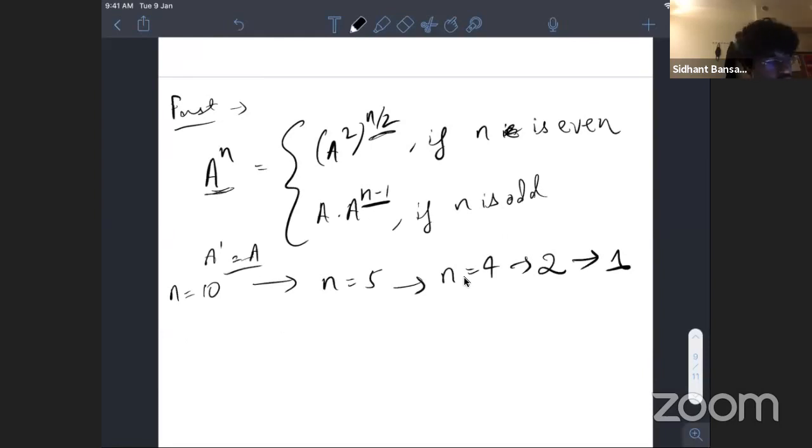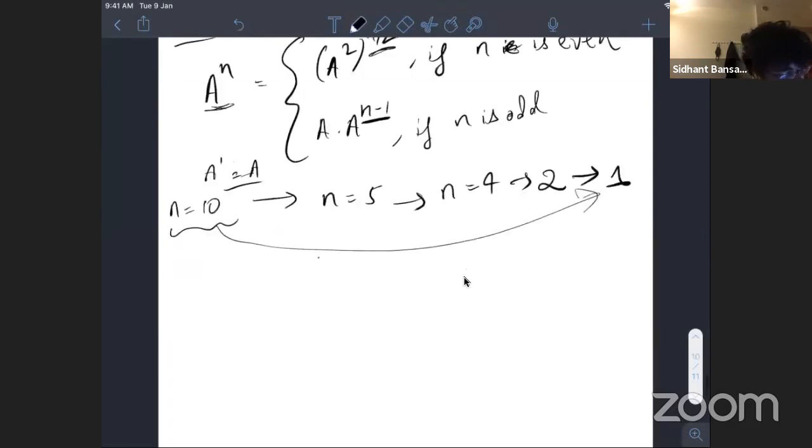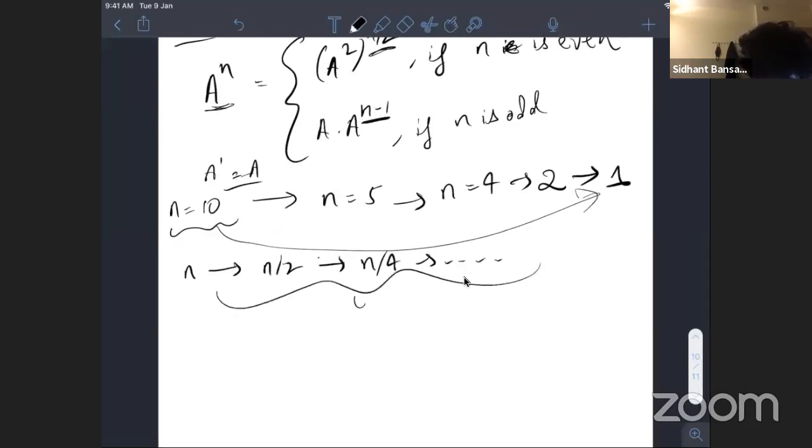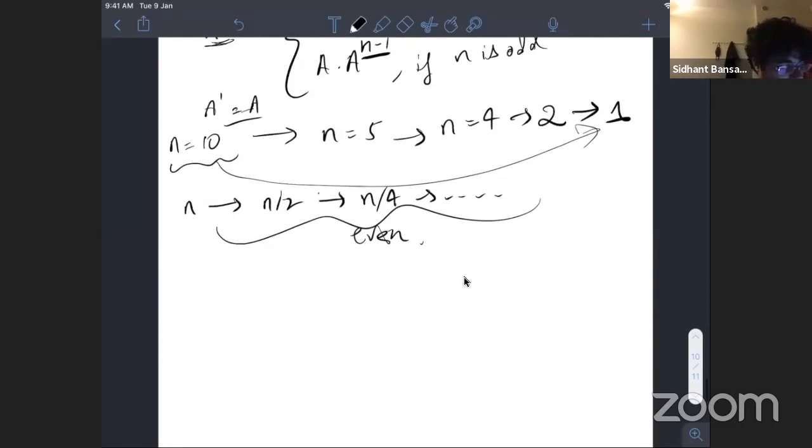Right? So that's the idea, that a to the n can be solved in log n. Okay, think about this. Now I showed you for n equal 10 that it drops to 1 pretty fast. Think about a generic n. If you have n, in the next iteration, it will probably become n by 2. In the next iteration, it will become n by 4 and so on. This will happen if it's even always, right? But it might become odd, you'll say. It might become odd in between.